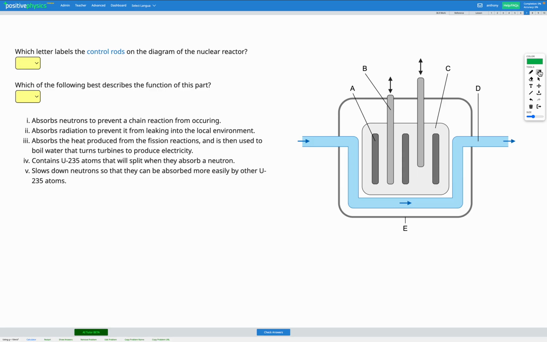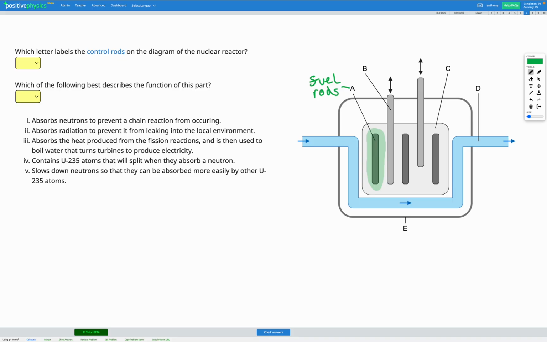Firstly, labeled A here, we have our fuel rods. The fuel rods are made up of uranium-235 atoms. When uranium-235 is bombarded with a neutron, it splits to form two smaller atoms in something called a fission reaction. That reaction releases several neutrons and it releases energy in the form of heat. So that's our fuel for our reaction, uranium-235.